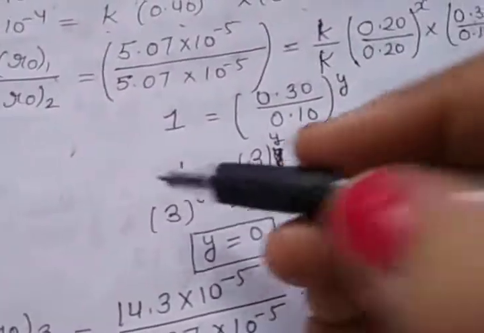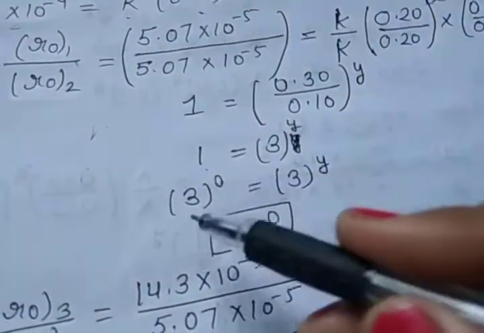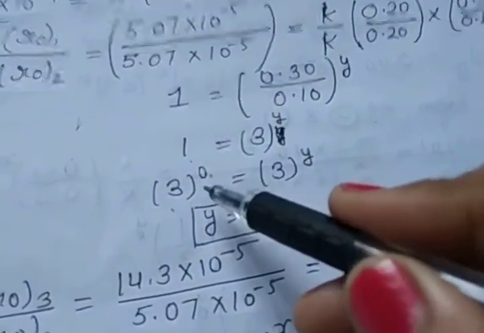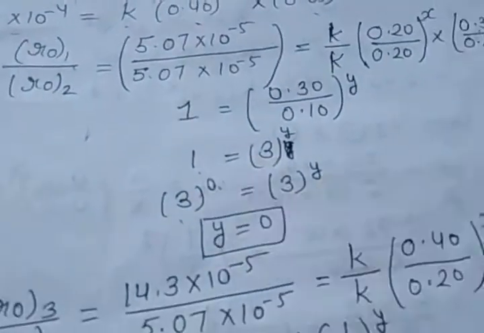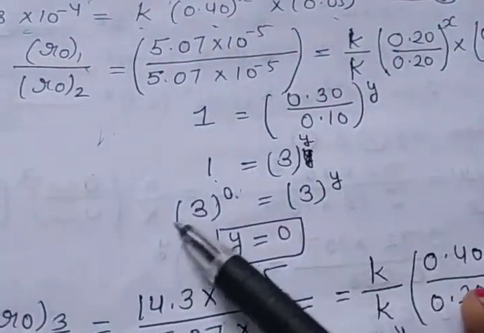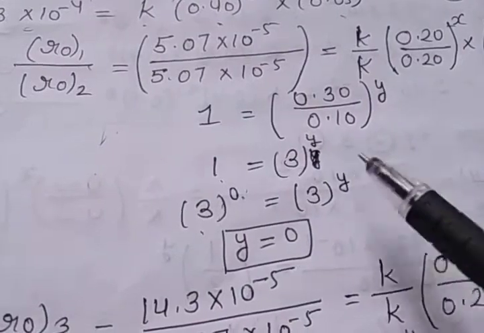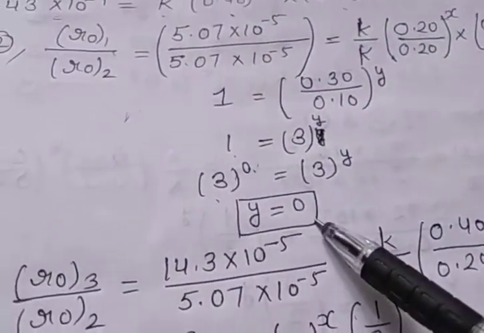So here 1 means 3 to the power 0, according to the rule in mathematics. So we write 3 to the power 0, which means 1, because the values are equal, and 3 to the power y, so the y value is equal to 0.